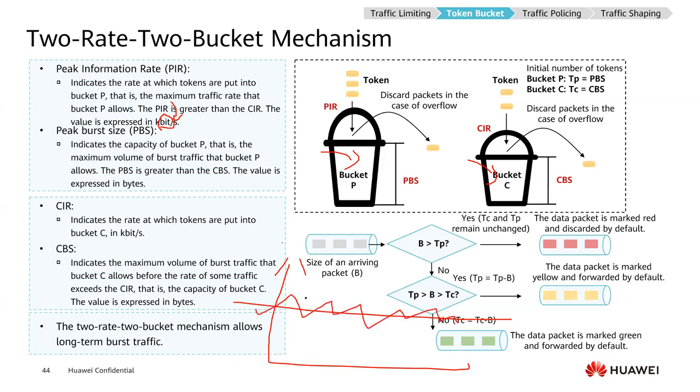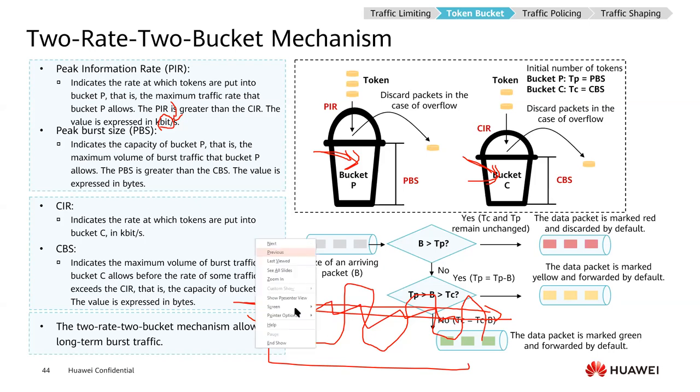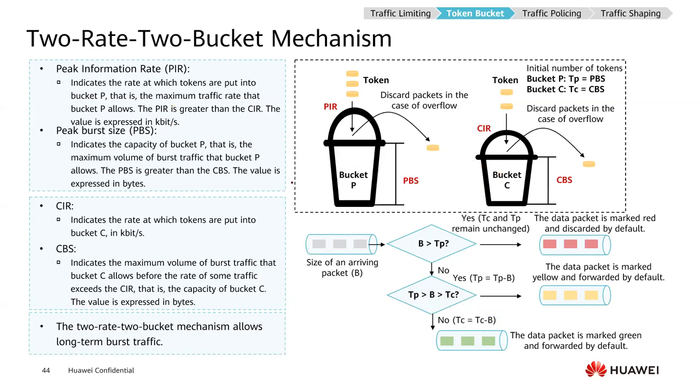Some traffic is very normal, they can forward very evenly, and some traffic will be like this, a pulse shape traffic. So for the PBS and the CBS, normally we will just use the default value. The Huawei default value is like this: the PIR divided by 8 will be the size of the PBS.